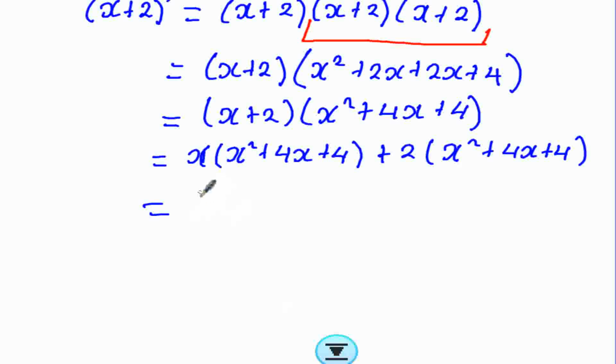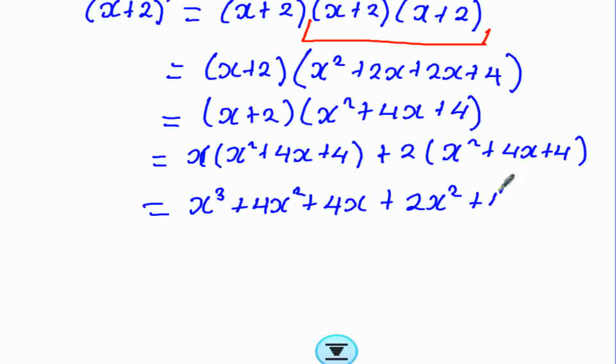So this will become x cubed, this times that, then x times that, plus 4x squared, then plus 4 times x times 4 is 4x, then plus 2 times that, 2x squared, 2 times 4x, plus 8x, then 2 times 4, 8.